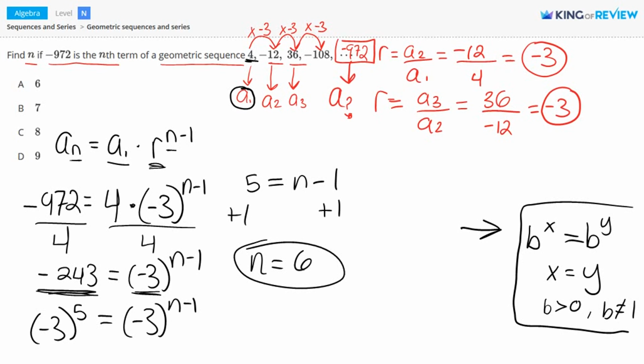So now we know that negative 972 equals A6, which is the 6th term of this sequence. So letter A is correct.